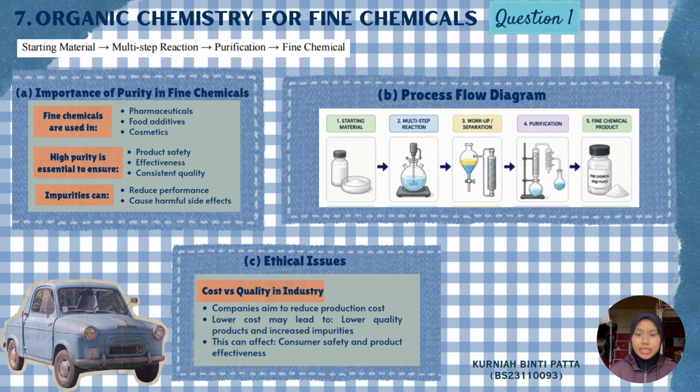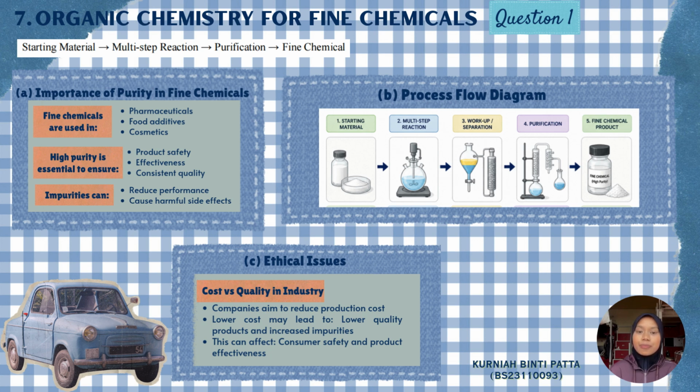For question 1B, the production of fine chemicals involves several steps. It starts with the raw material, then goes through multi-step reactions to form the desired product. After that, purification is carried out to remove any impurities. This step is very important to make sure the final product has high purity and meets the required standards.